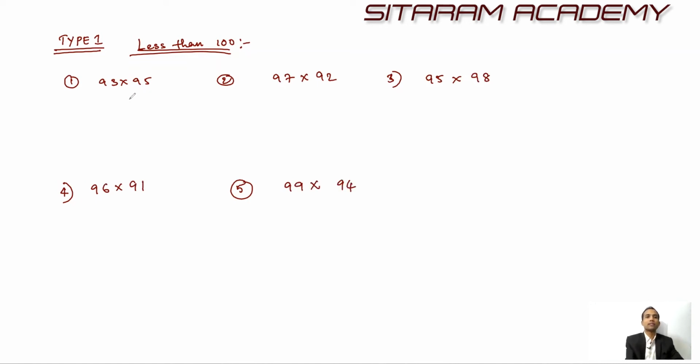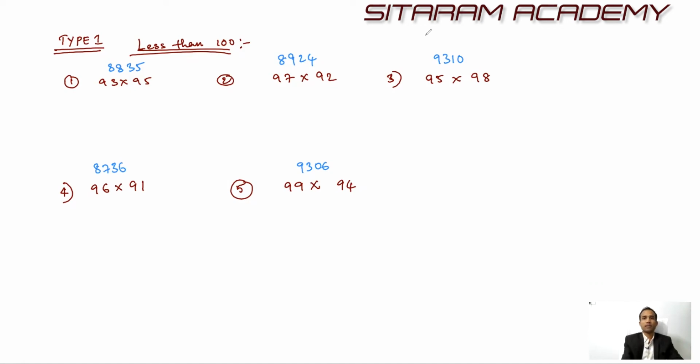The answers are 8835, 8924, 9310, 8736, and 9306. How did I write so fast? A very simple calculation trick is there. I'm going to explain that.